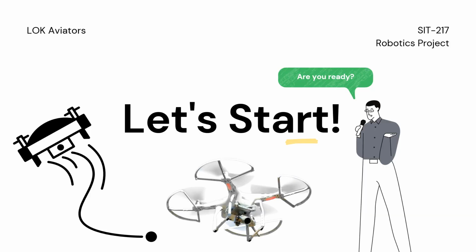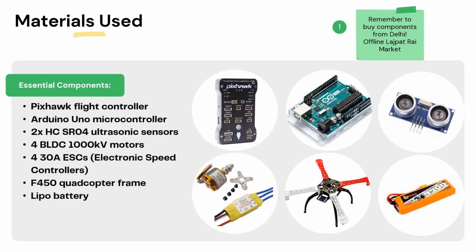Thank you, Karthik. So let's start with our design and implementation. The materials used in our quadcopter are a Pixhawk flight controller, an Arduino Uno microcontroller for processing the sensors' data, 2x HC-SR04 ultrasonic sensors for detecting objects, 4x BLDC 1000 kV motors, 4x 30 ampere ESCs, which are electronic speed controllers to control motor speed, an F450 quadcopter frame and a LiPo battery. We bought all the components from the Delhi offline market, which is Lajpat Rai market.